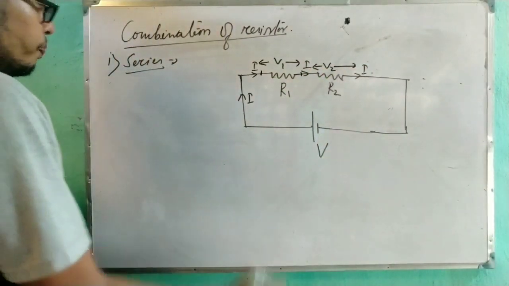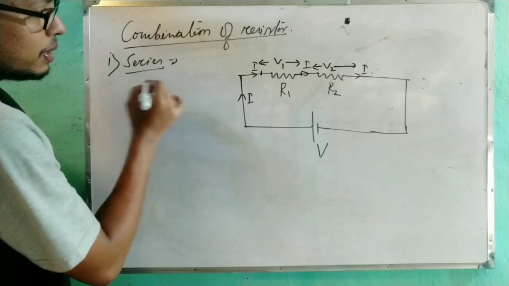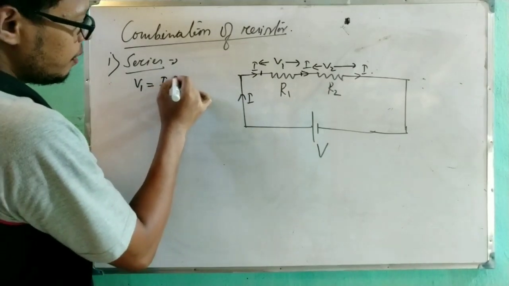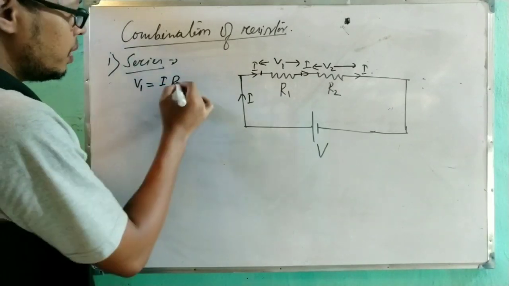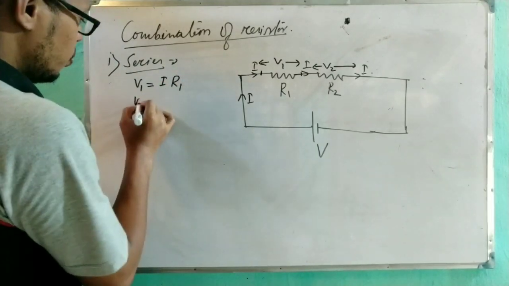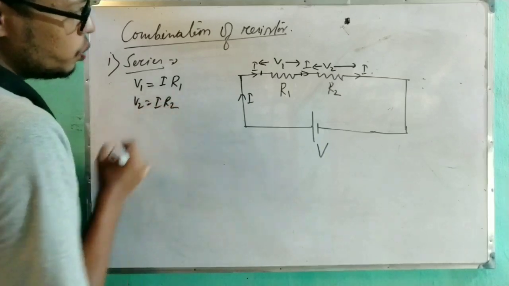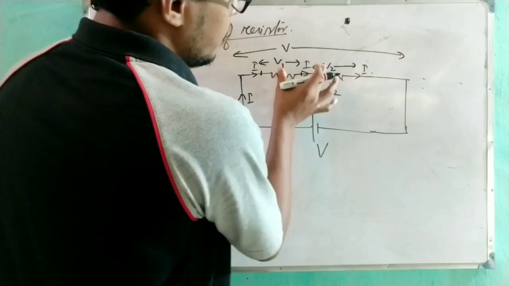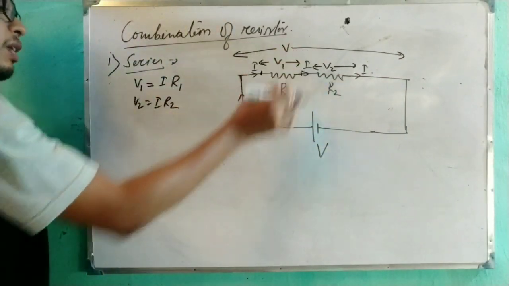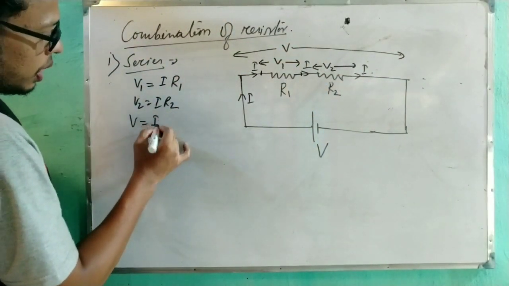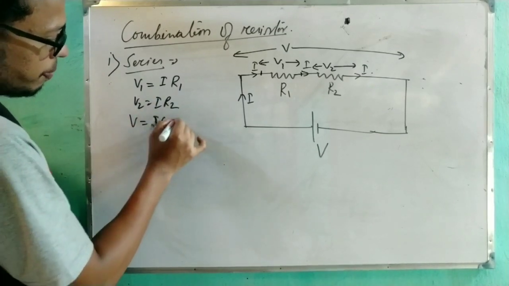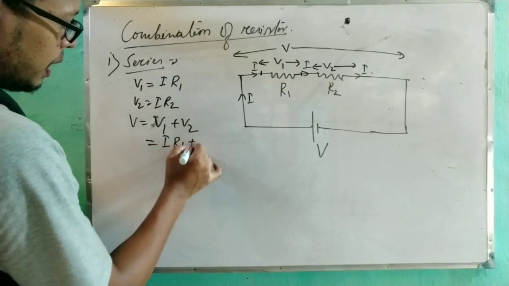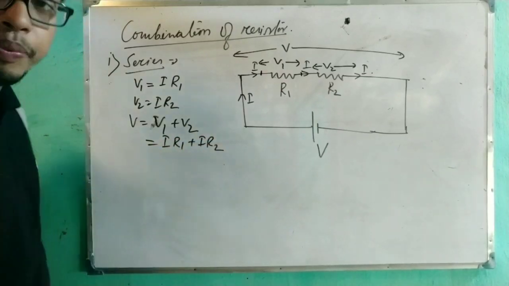So we can write V1 equals I R1, since V equals IR, and V2 will be I into R2, but the total potential is V. If we add V1 plus V2, we will get the value of V. So V equals V1 plus V2, which is I R1 plus I R2.